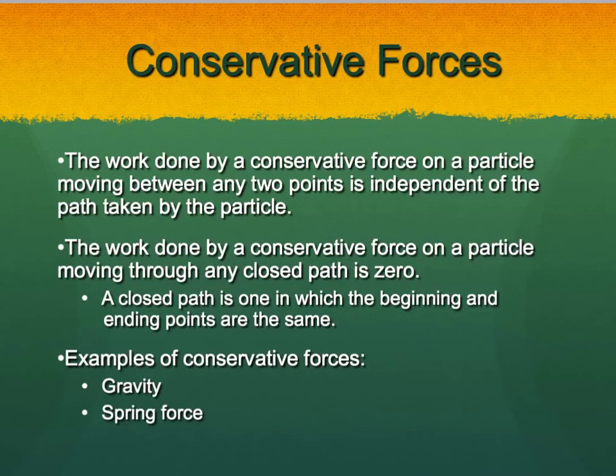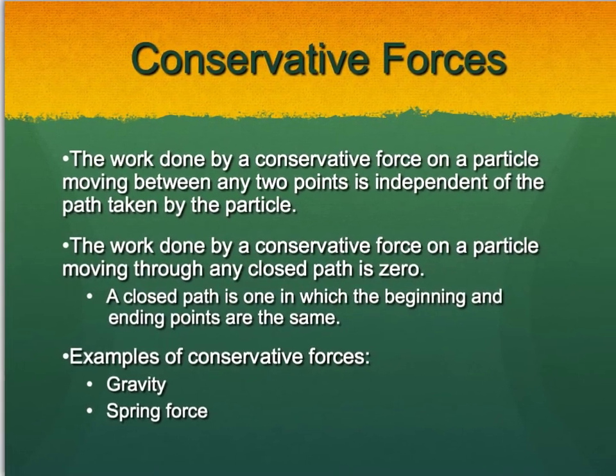One of the last things of chapter 7 is talking about conservative forces versus non-conservative forces. Now, when we have work done by a conservative force, we think about it being independent of the path that's taken by the particle. So the work done by a conservative force on a particle moving through any closed path is 0. And we call a closed path just one in which the beginning and the ending points are the same.